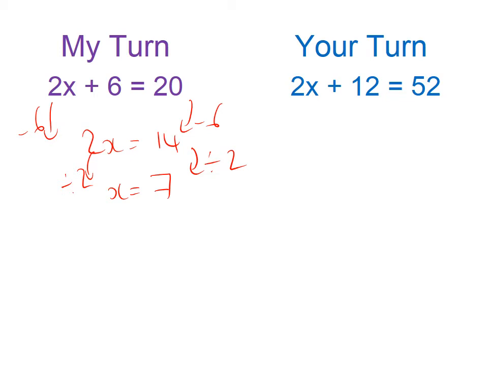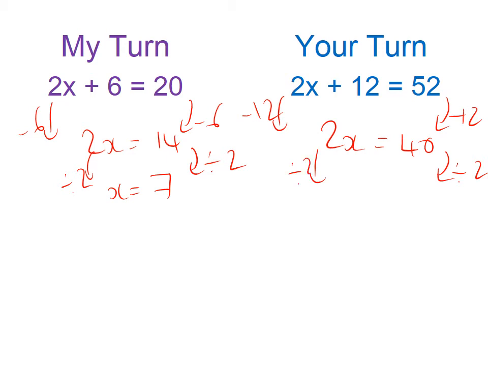Please have a go at 2x plus 12 equals 52. You needed to subtract 12 from both sides to start with, leaving you with 2x equals 40. Then you needed to divide both sides by 2 to give you x equals 20.